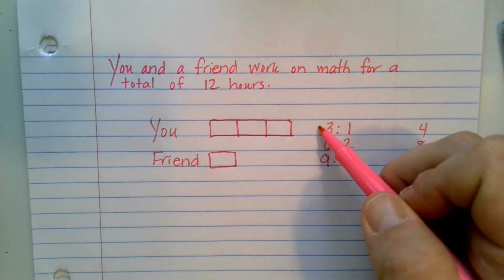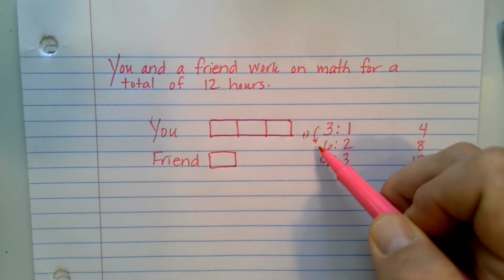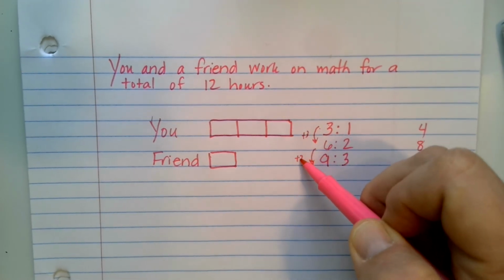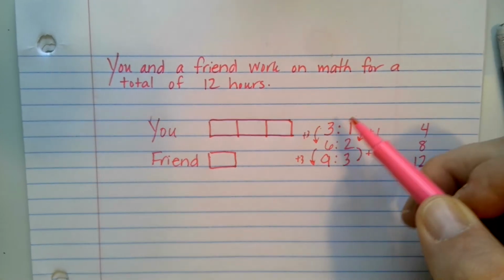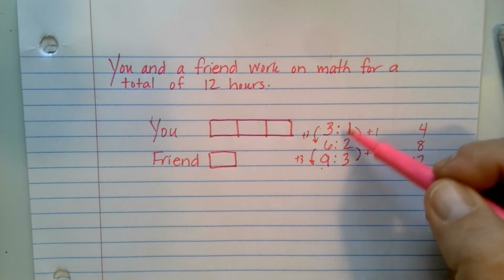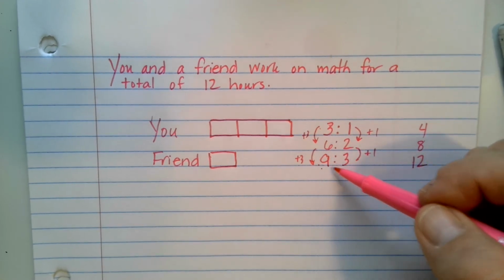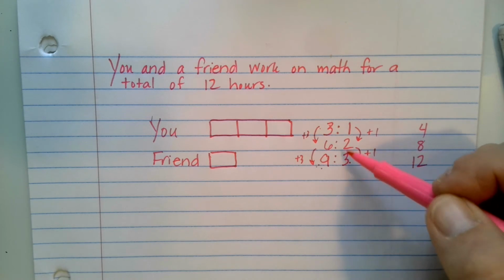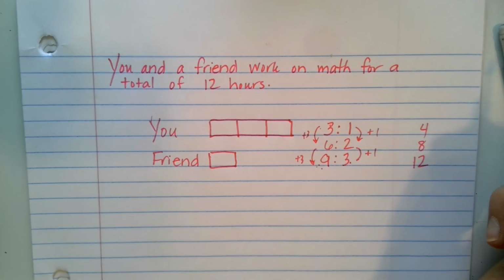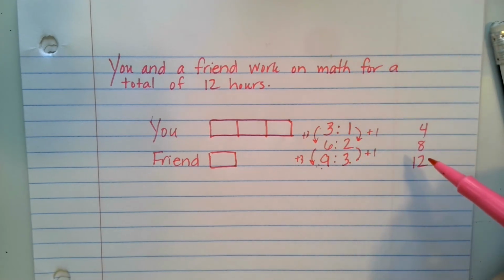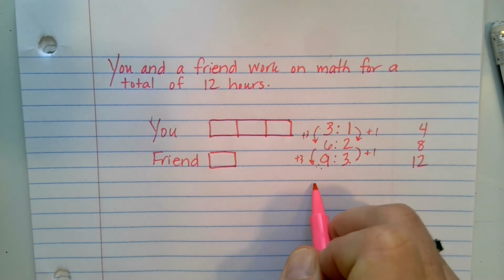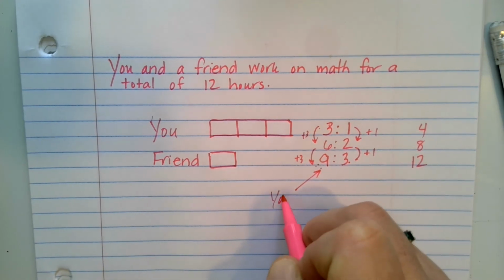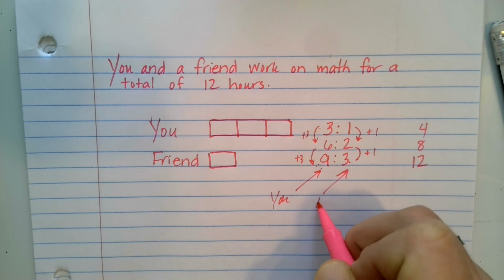And you're seeing this pattern that this increases by 3 as you go down on this side, plus 3, and this increases by 1. Okay, so there's a common rate of change there in your hours and your friend's hours, but if we were to reduce this down, 9 to 3 would reduce down to this ratio of 3 to 1. Okay, so you and a friend worked on it for 12 hours. Find out how many hours you worked and how many your friend worked. So you would say you worked for 9 hours and your friend worked for 3 hours.